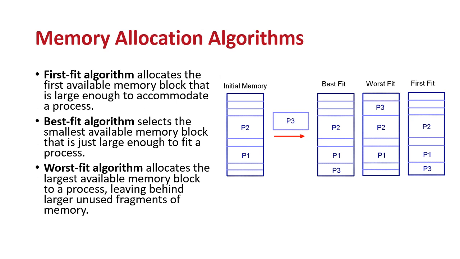This week, you will evaluate 3 memory allocation algorithms that operating systems utilize. The first fit algorithm allocates the first available memory block that is large enough to accommodate a process. The best fit algorithm selects the smallest available memory block that is just large enough to fit a process. And the worst fit algorithm allocates the largest available memory block to a process, leaving behind larger unused fragments of memory.